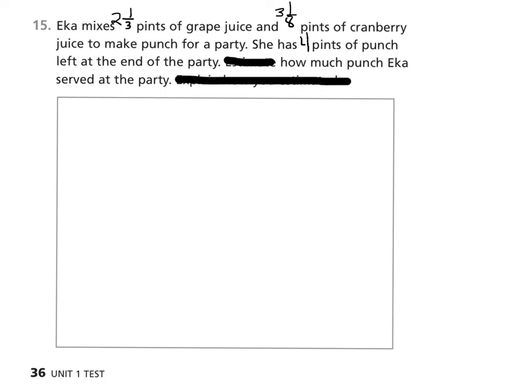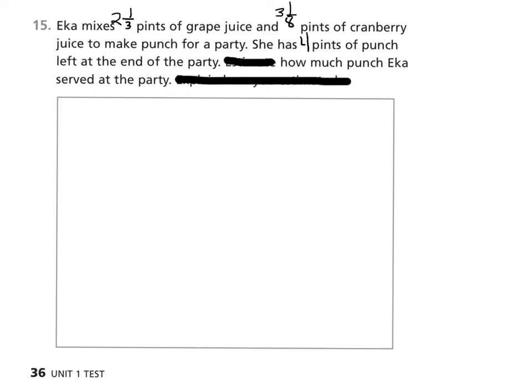And here we have a situation where I'm mixing 2 1/3 pints of grape juice and 3 1/8 pints of cranberry juice to make punch for a party. And at the end of the party, I still have 4 pints of punch left. So the question is, how much punch got served at the party? So in order to find the answer to that question, I need to first find out how much punch I started with.